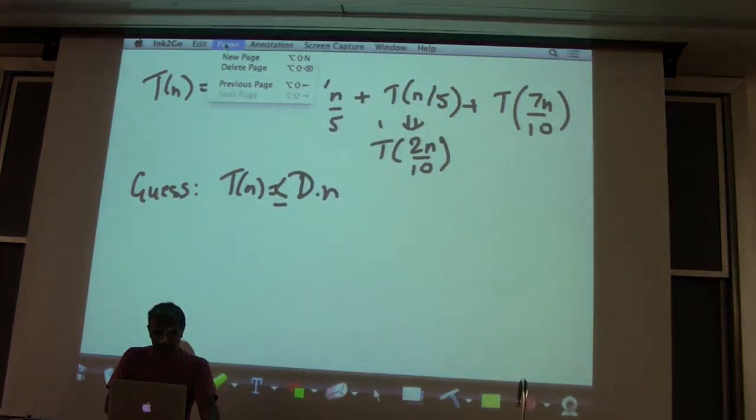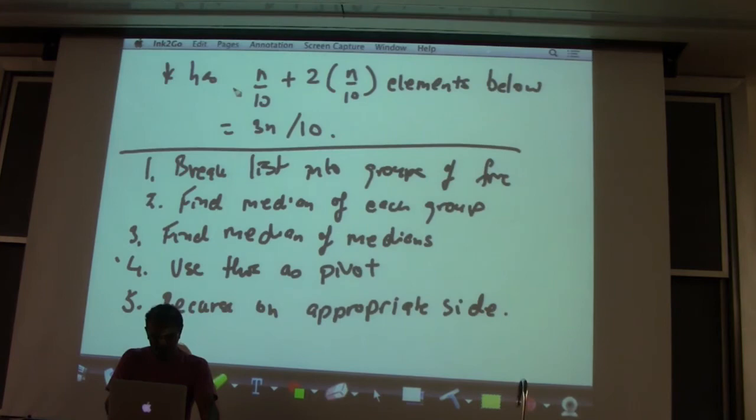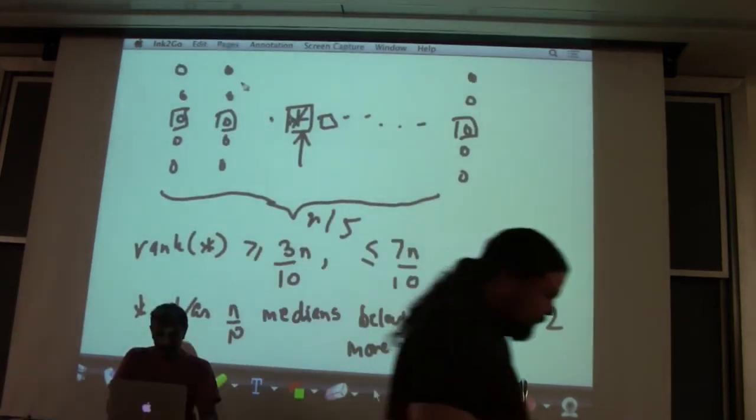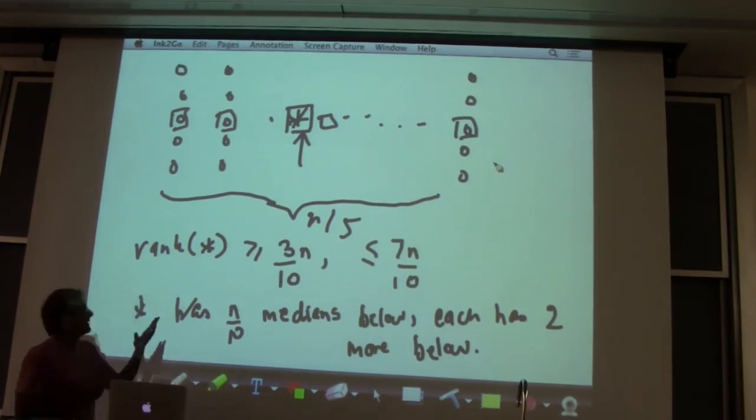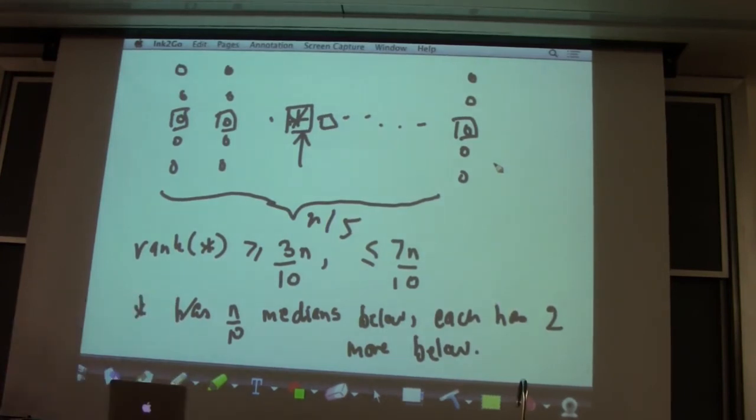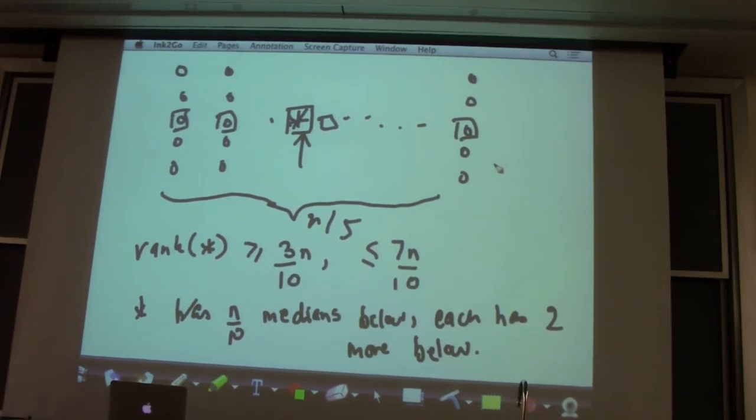So I was going to move on to the next topic, but I think there's some confusion. Not confusion, good confusion, about why the rank is in fact 3 over 10 and why this comes. Let me quickly go through this together. I break my input into groups of 5. In each group of 5, I find the median element. So far, so good. I find the median of the medians.